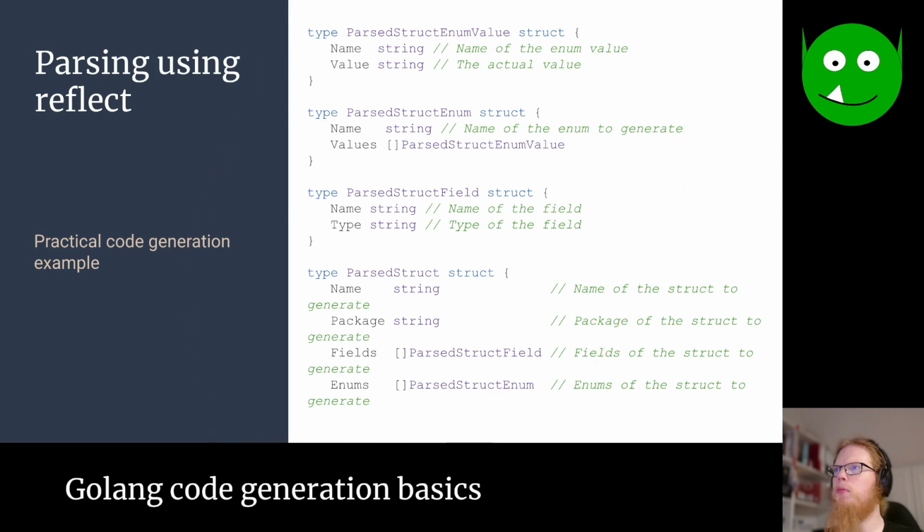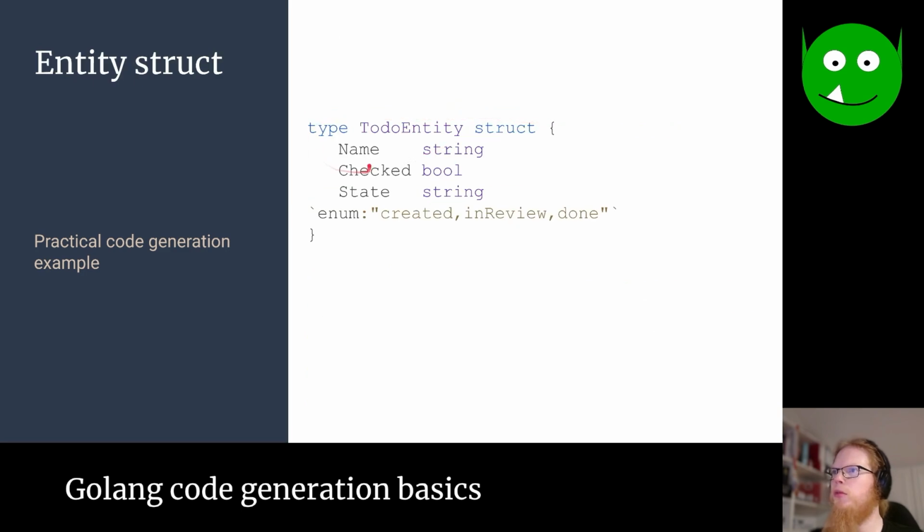And this is the output of our parsing. So we have a parse struct here. This is the name of the struct to generate, in this case to-do. The package into which to put that struct, which in this case is also to-do. Then there is an array of fields to put into the struct and an array of enums that also need to be generated. So what does parse struct field look like? Well, it's just the name of the field and the type of the field. So for example, for this here, it would be name, and the value would be string, or checked would be the name, and bool would be the value.